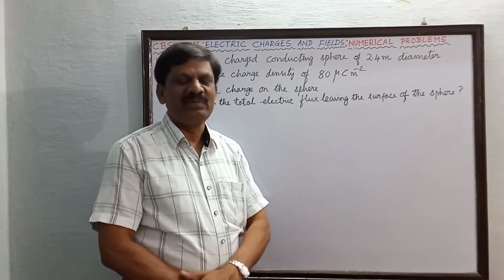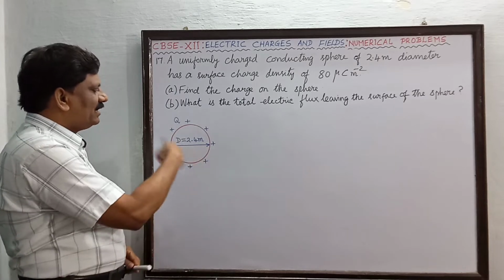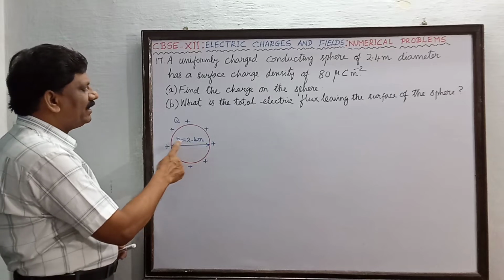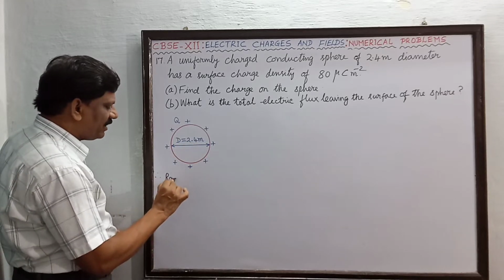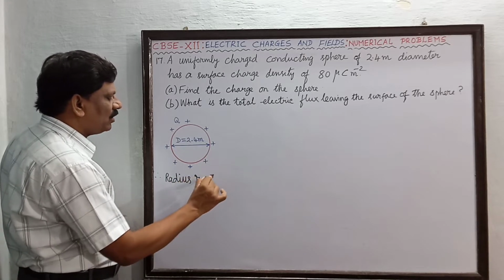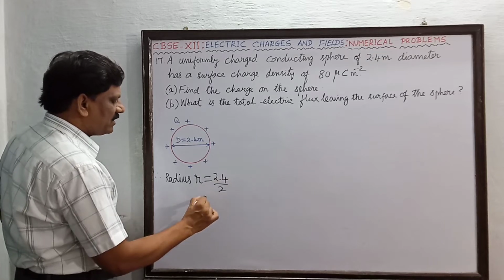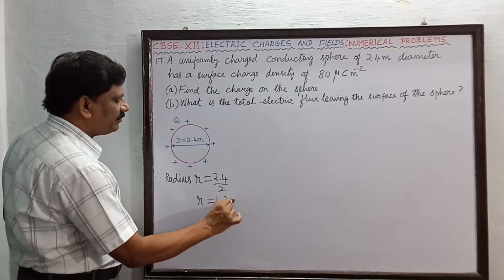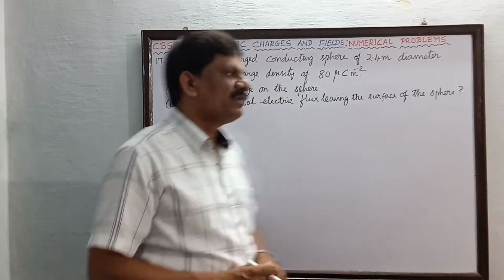Now the shape of the conductor is spherical and its diameter is 2.4 meter. Therefore the radius of the sphere, R, must be equal to 2.4 divided by 2, so this must be equal to 1.2 meter. So we need the radius of the sphere.